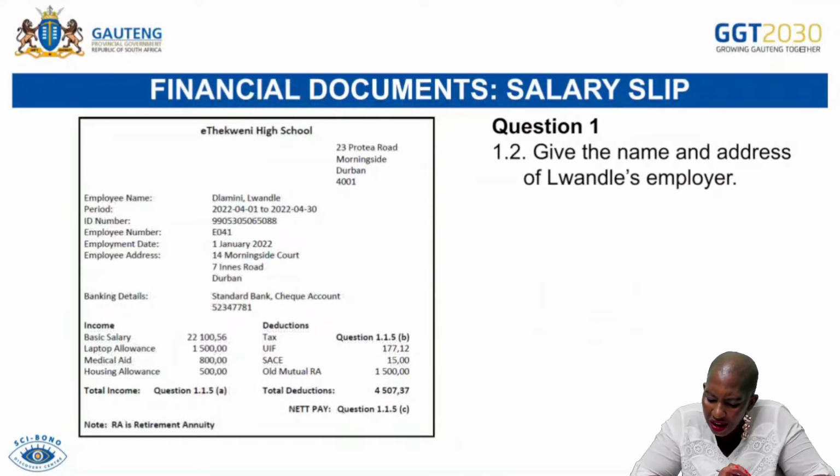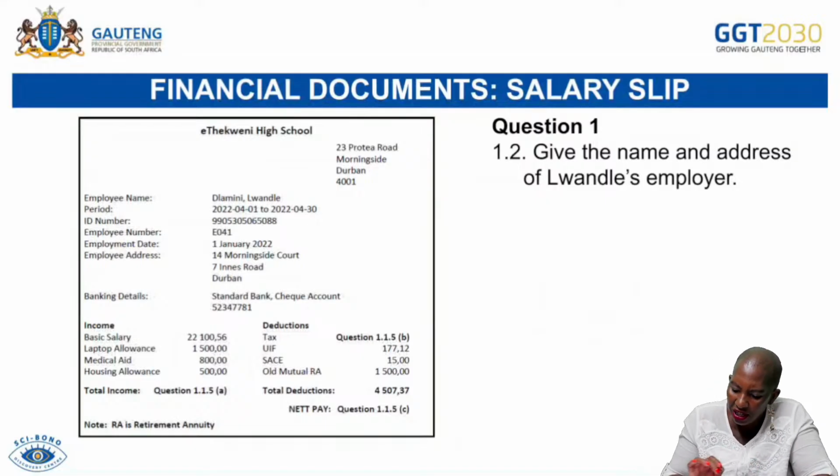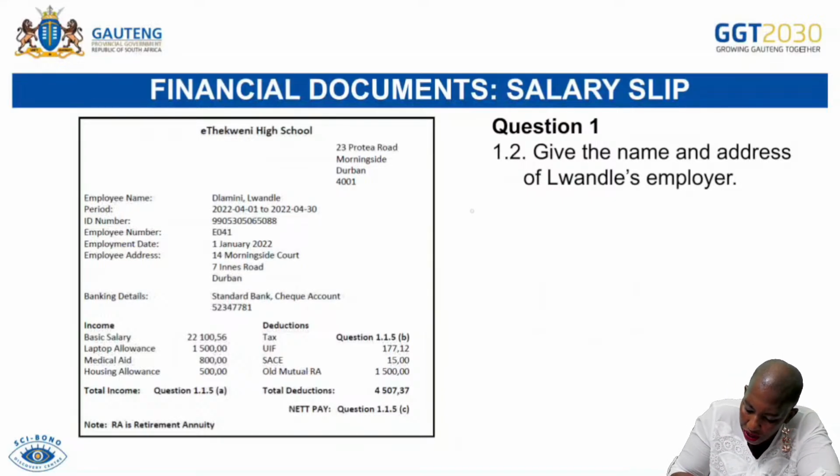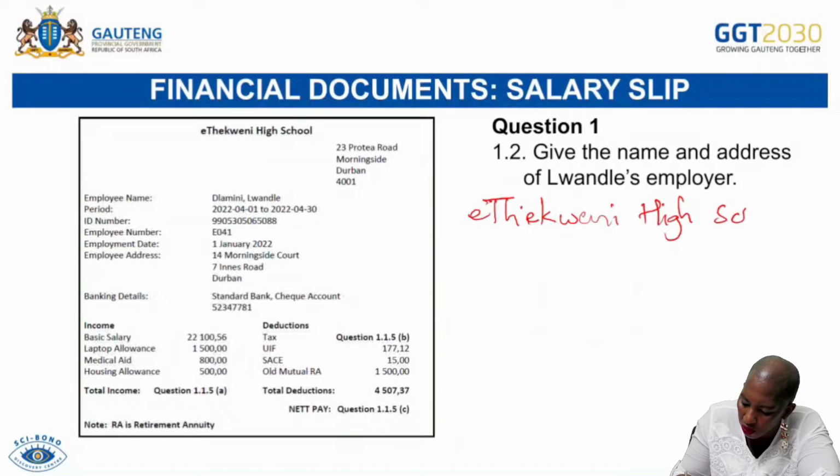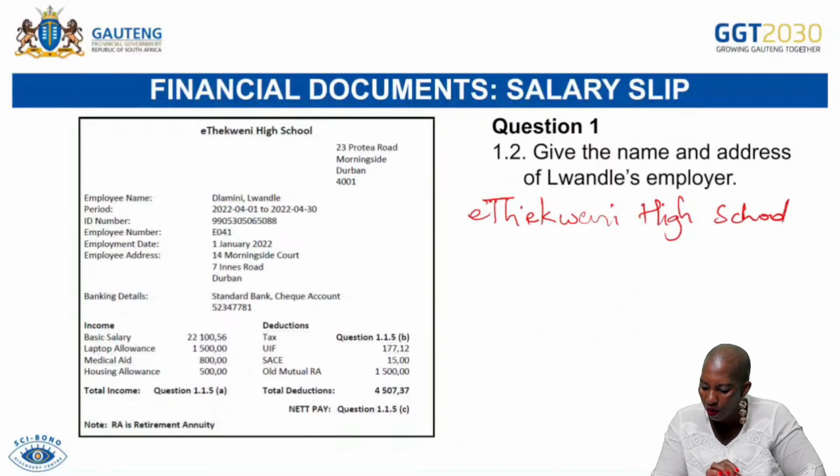Now it says, give the name and address of Luandle's employer. Remember we said who employed Luandle? The employer is eThekwini, the name of the school. This is the employer. Oh, sorry. eThekwini High School. This is where Luandle is employed.